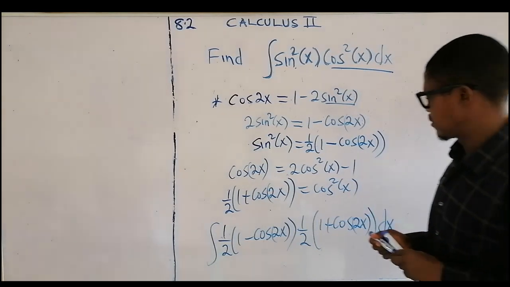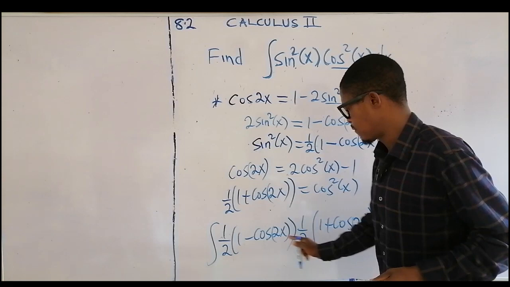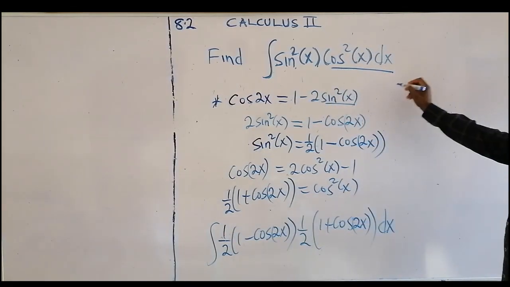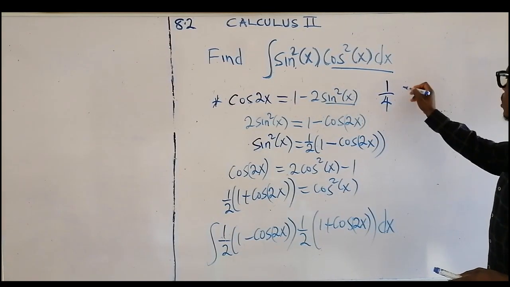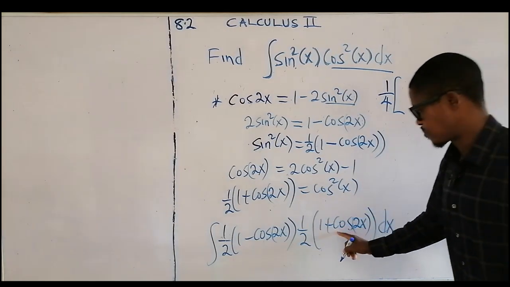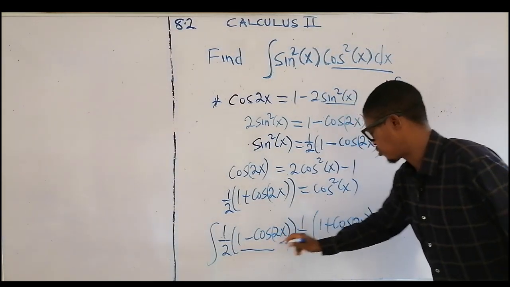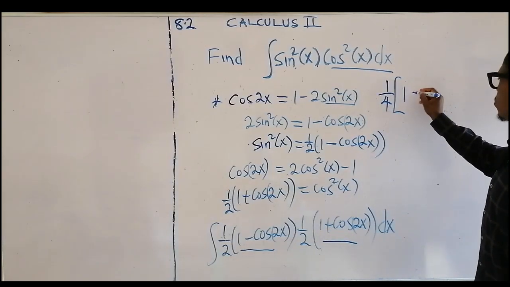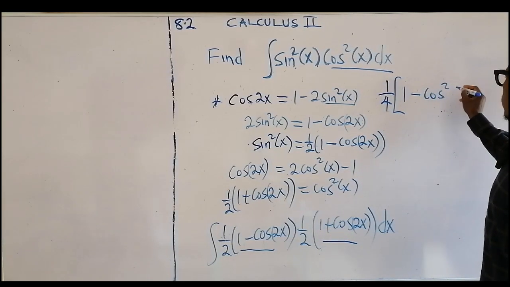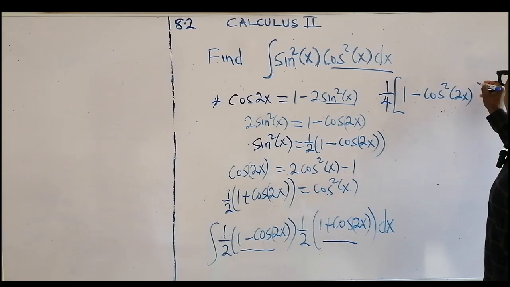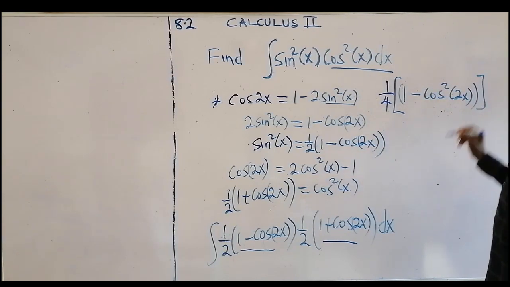Okay? So we can bring this 4. These are half, this half, that's 1 over 4. We can take it outside, that's 1 over 4 into brackets. Then expand this one times this one. That's a difference of two squares, so that will be 1 minus cos²2x. Okay? So that's what we have now.